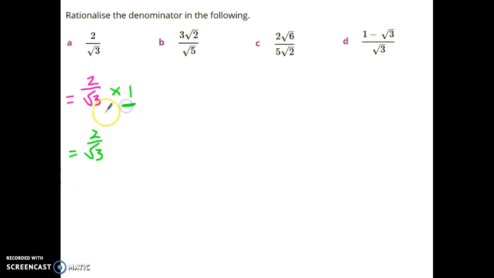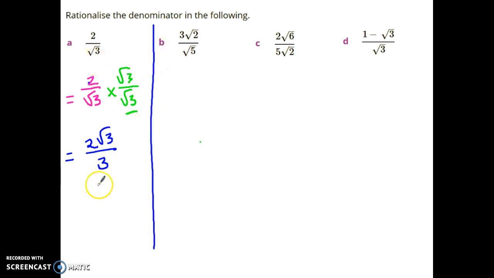Instead of multiplying it by 1 written in this form, though, I'm going to write my 1 as root 3 over root 3. I know that root 3 over root 3 is 1, so all I've done is multiply it by 1. So I'm not changing the value. But what I am doing is changing the way that this is written. Multiplying fractions, I just multiply my numerators, multiply denominators. 2 times root 3 is 2 root 3. Root 3 by root 3 we know is 3. So this 2 over root 3 expressed with a rational denominator is 2 root 3 over 3.